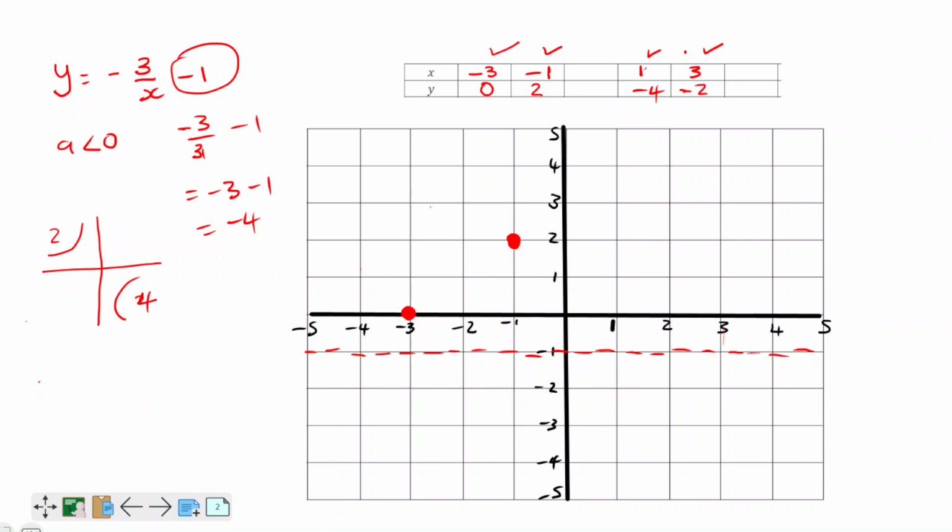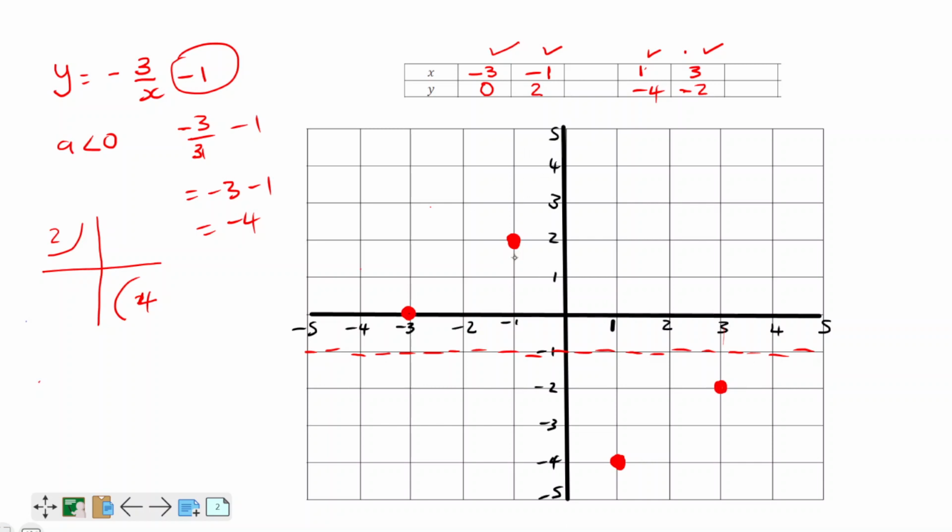So let's correct this one. This coordinate is x is 1 and y is negative 4. That's x is 1 and y is negative 4. The point is here. Then the last one, x is 3 and y is negative 2. This is x is 3, y is negative 2. You are looking at this point. Now we are done.